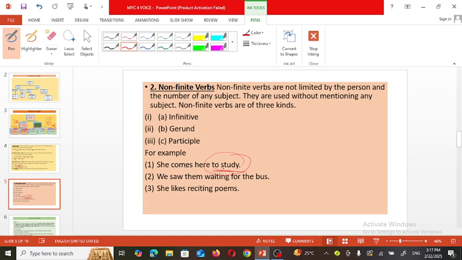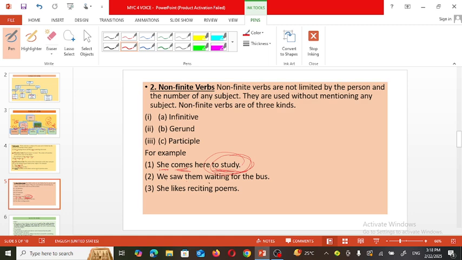To study is the verb which will be in its form even though there will be change in the subject. Instead of she, I have used here I, he, they, you, anything, singular, plural form, or any kind of pronoun. This word will change, but not this one. So, to study is a non-finite verb in the sentence.